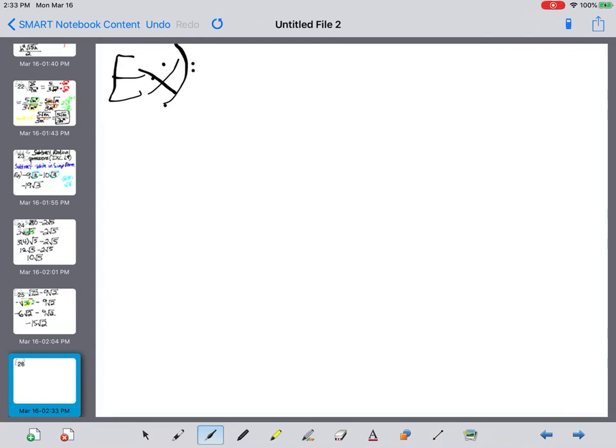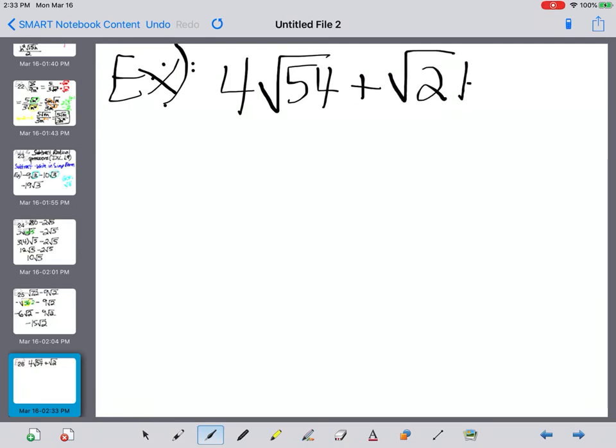Well, let's say that we have, and this is going to be when you get up into the harder problems. So let's say here we have 4 times the square root of 54. And then we're going to add the square root of 24. Okay, so on this one, neither one of these are in simplest form. We actually need to break them both down.